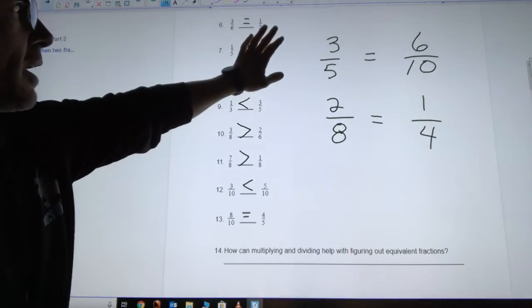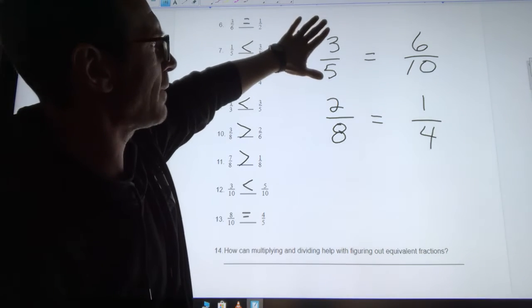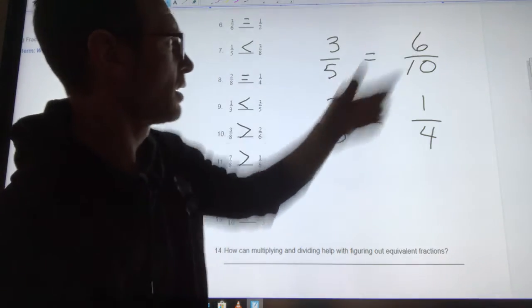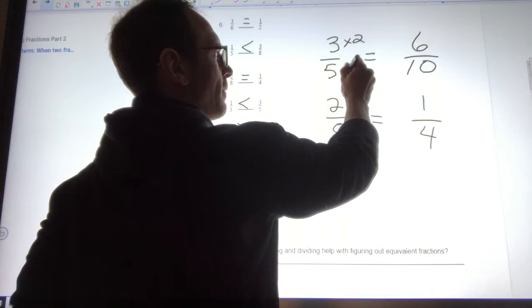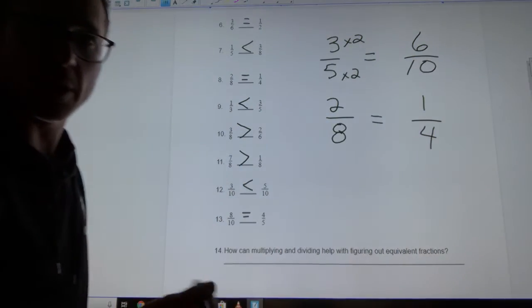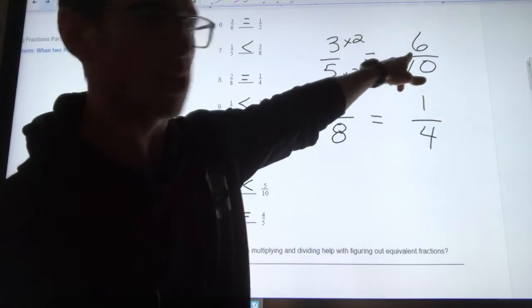One thing I'd like to point out is it asks you about multiplying and dividing. So think about 3/5. What do I have to multiply 3 by to get to 6? Look at that. If I multiply by 2, that's 6. 5 times 2 is 10. So if I multiply the top and the bottom by the same number, I can actually find an equivalent fraction.